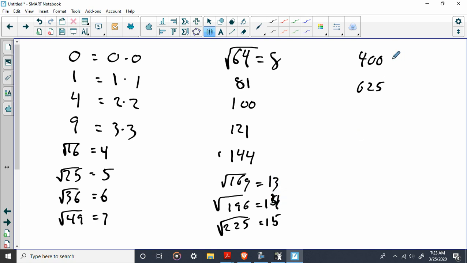And again, 400 is going to be 20, and 625 is going to be 25. Okay. So again, these are your perfect squares. These are numbers that you guys should know well.